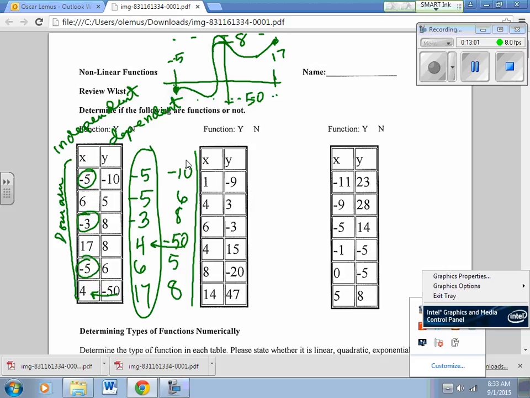All right. So here's my domain and range. So the graph is somewhere in between. So check out how this is going to look. From -5 it goes to -10. So that's roughly there. And then -5 to +6, -3 to 8, 4 to 50 to -50, so that's way down here, 6 to 5, 17 to 8.